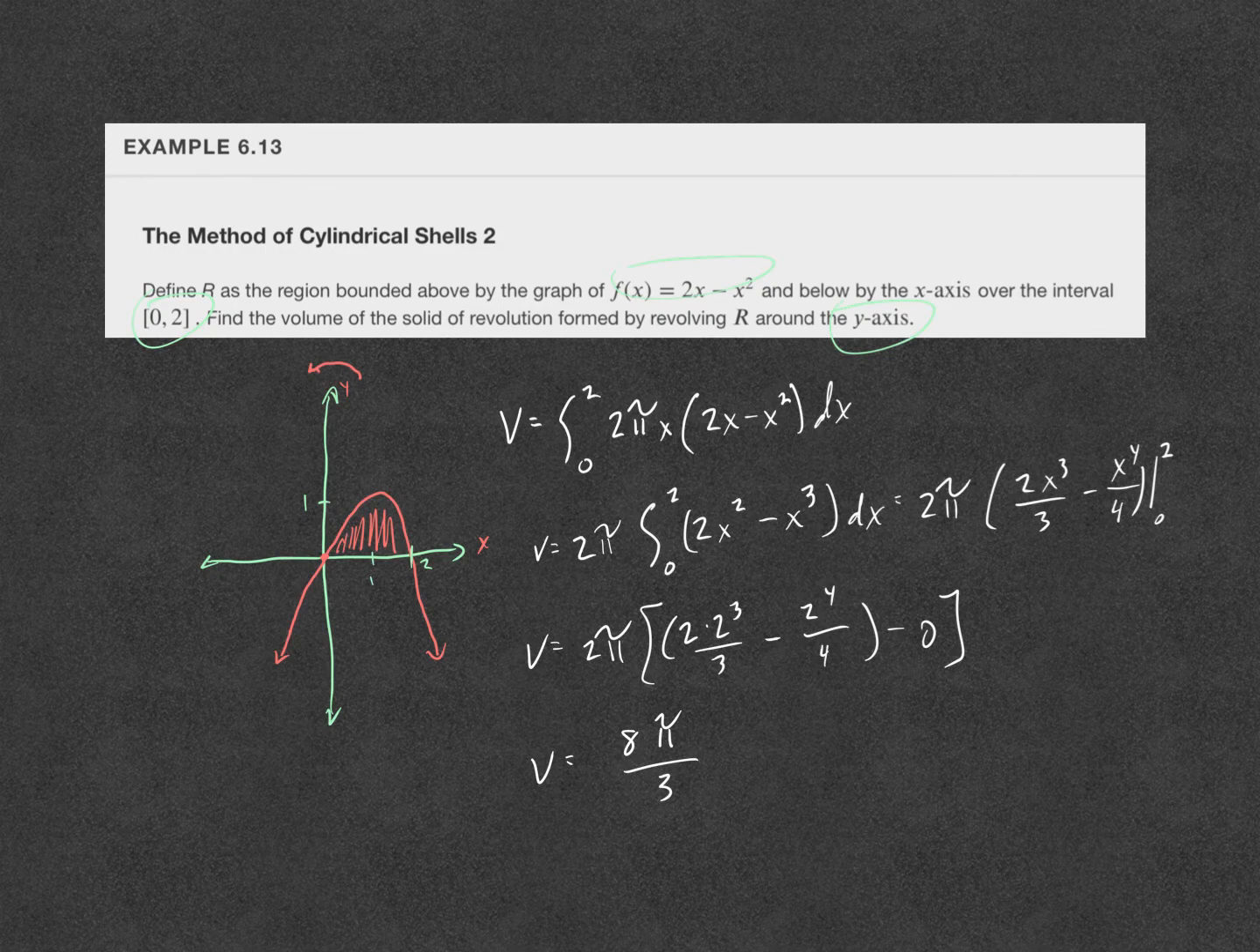And again, if you want to see a better visual of what this region looks like as it's spun around the y-axis, take a look at OpenStax. But the best way that I could describe the three-dimensional shape that's formed is it kind of looks like a bundt pan. If you know what a bundt pan looks like, it's not perfect, but it kind of looks like a bundt pan. So we'll go with that.